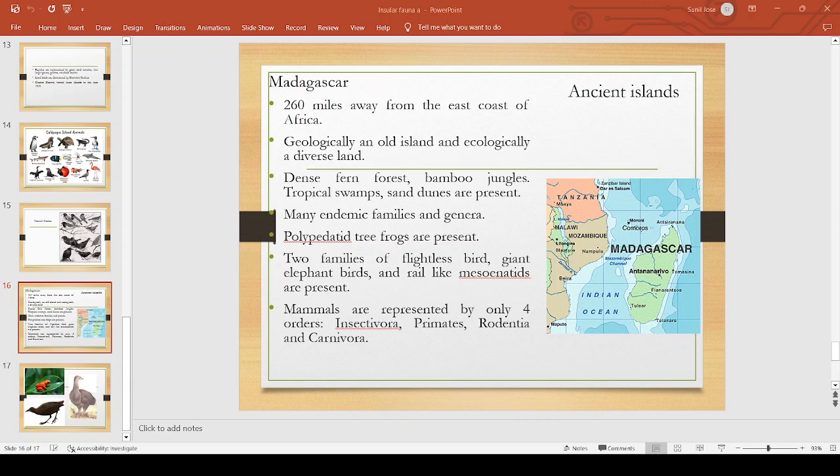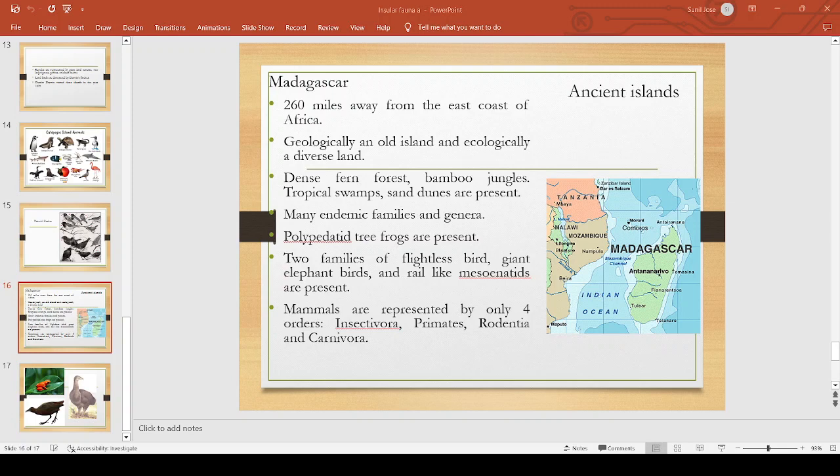Just nowadays studying, these are the tropical swamps of Madagascar. This is how the swamps in Madagascar will be looking like. Okay, so this is regarding the sand dunes. That is also I will show you.